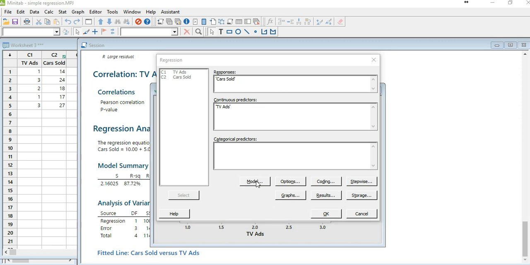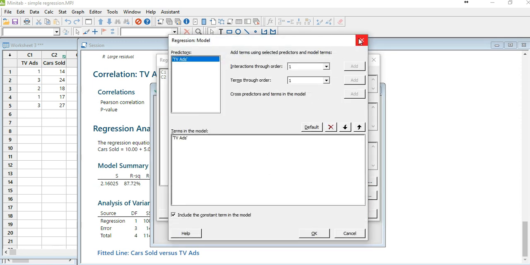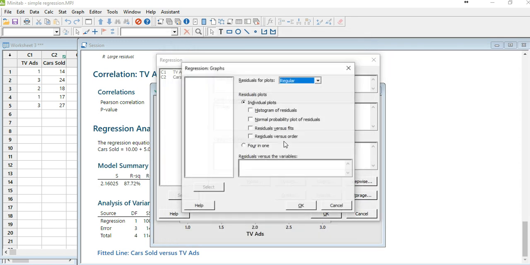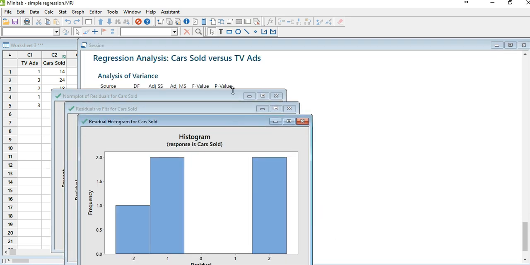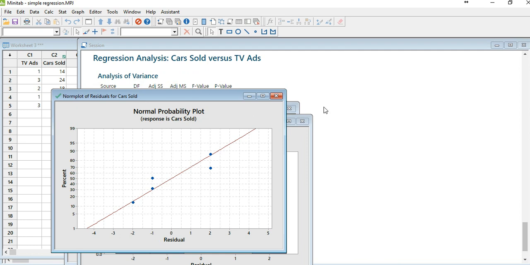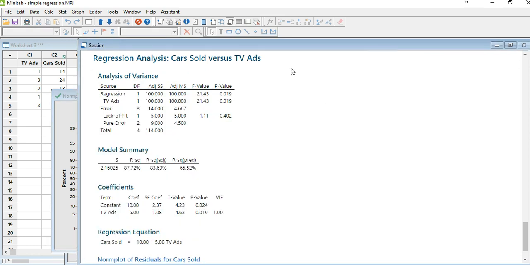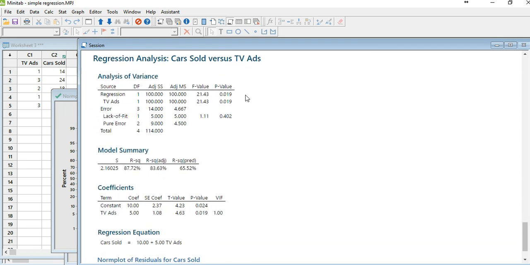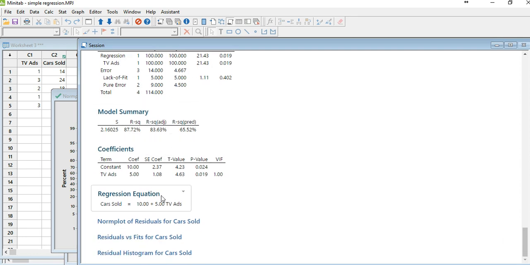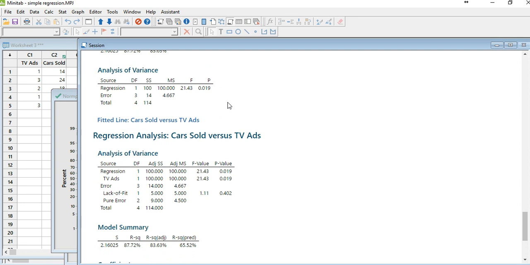Okay, so there are several options you can choose. Okay, and for graph you can choose histogram, normal probability plot, and residual. Okay, then hit OK. It will give you the same thing, right? Again, because this is just one variable, you are able to get the fitted plot. Okay, so this is the output in Minitab, and we discussed this.